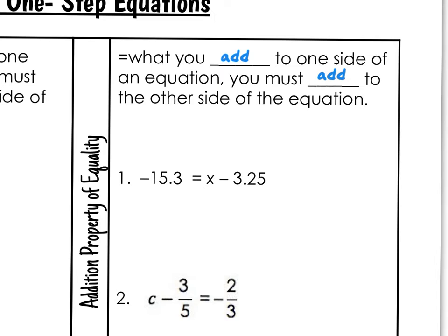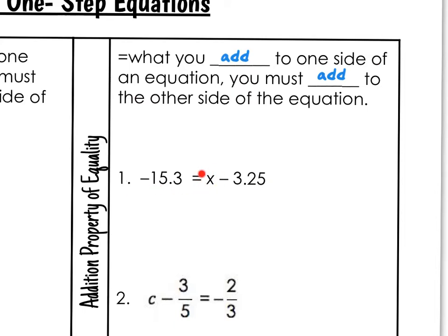Okay, so now let's take a look at the right side of your notes, the upper right. On this part, this is called the addition property of equality. We use this property when we have subtraction equations. So the property says what you add to one side of an equation, you must add to the other side of the equation. Okay, so here's our equation.